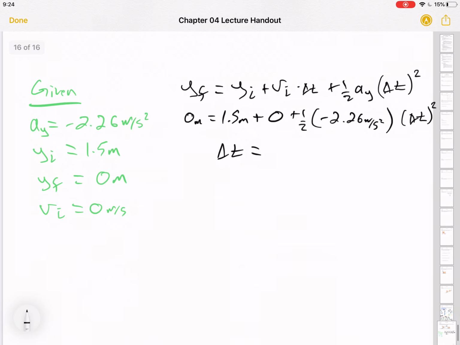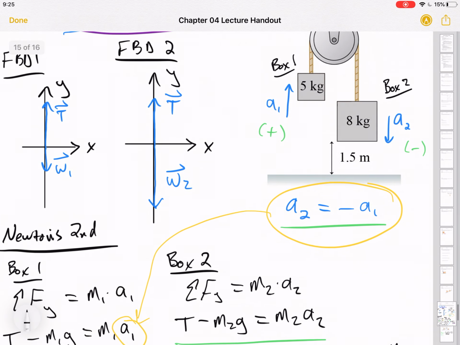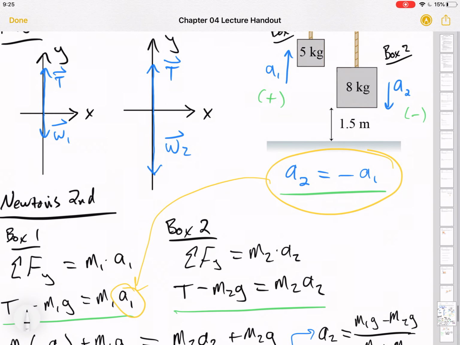There. 1.2 seconds. And again, my final step of any physics problem is, does this make sense? And I think the answer is yeah. Right? If I drop a box from 1.5 meters, expecting it to take a second or two is reasonable, right? And this takes a little less time than it normally would because it's not accelerating at g, right?